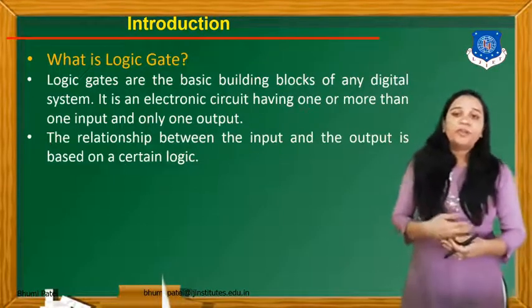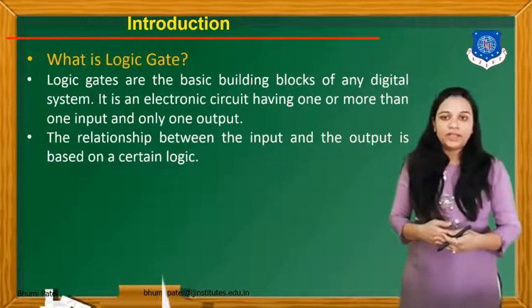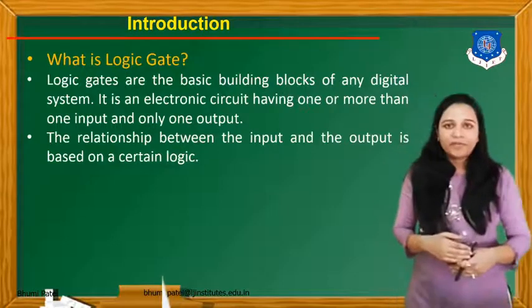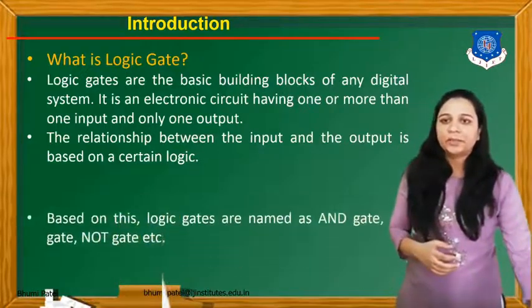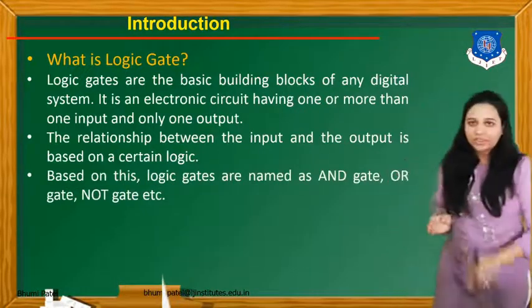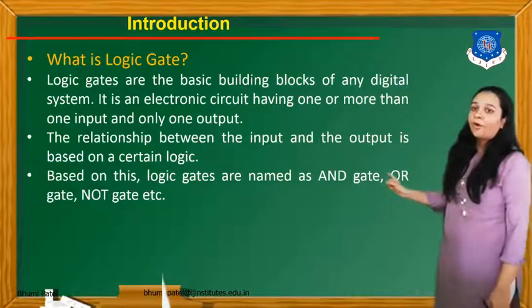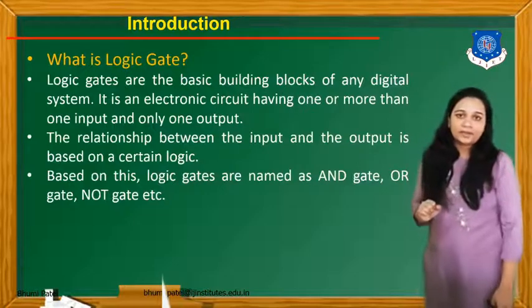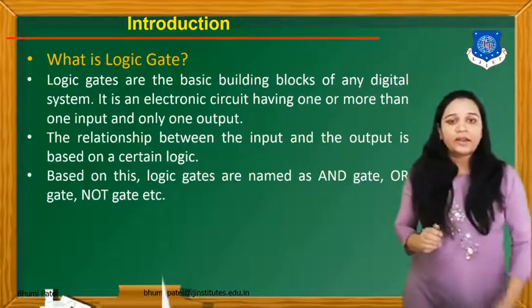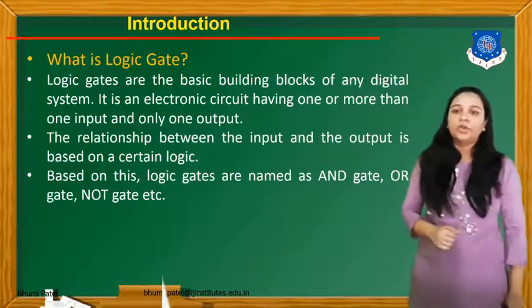We apply different logic to the logic gate, and then we identify the output of the system. Based on this logic, gates are named the AND gate, OR gate, NOT gate, etc. The basic gates are AND, OR, and NOT.